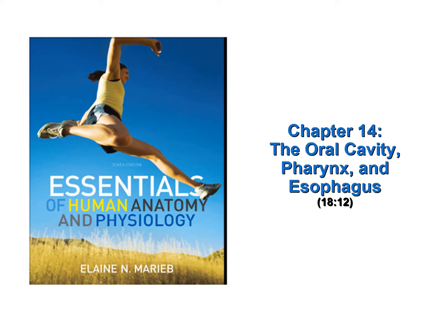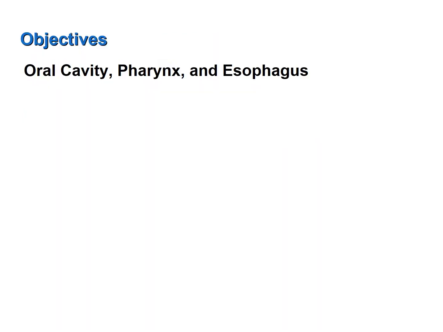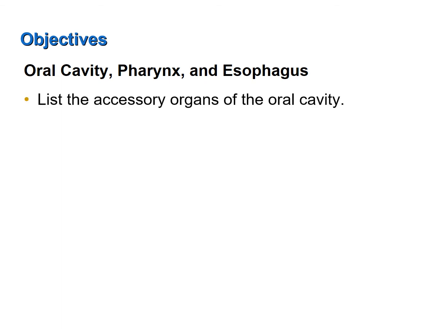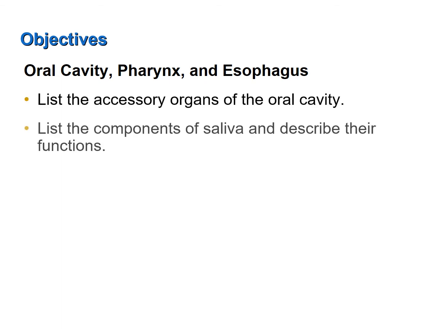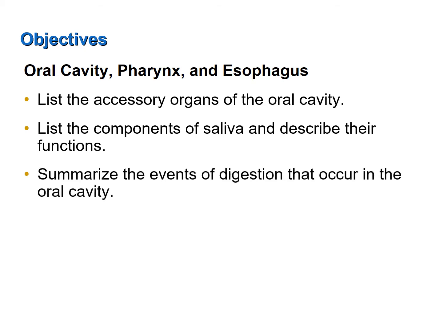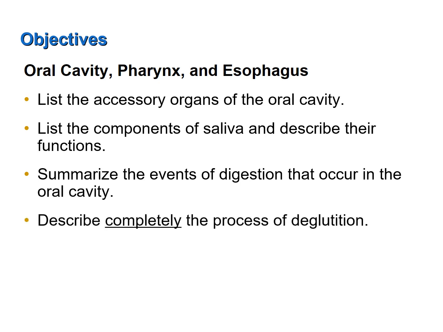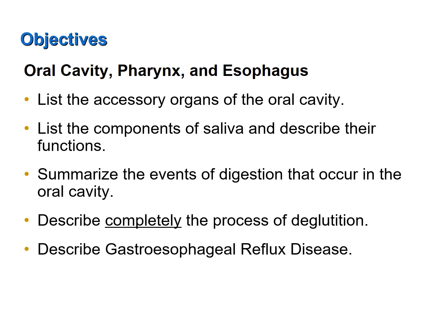This screencast discusses the oral cavity, pharynx, and esophagus. This screencast was designed to help you achieve the following objectives: list the accessory organs of the oral cavity, list the components of saliva and describe their functions, summarize the events of digestion that occur in the oral cavity, describe completely the process of deglutition, describe gastroesophageal reflux disease.